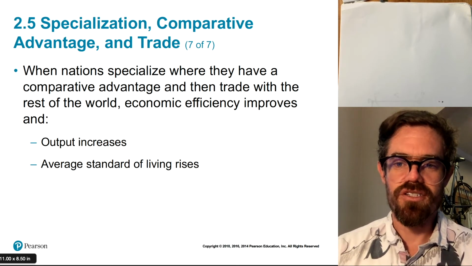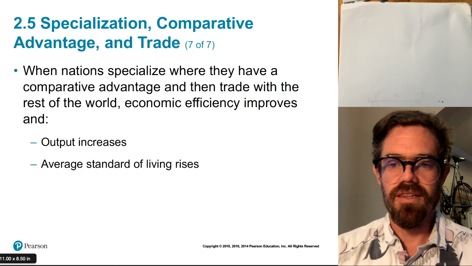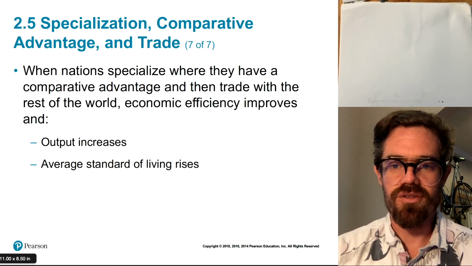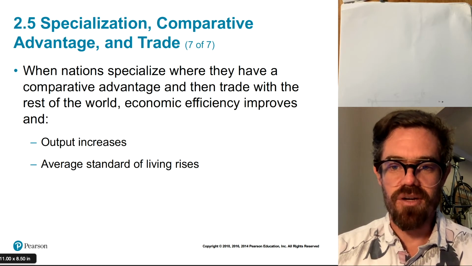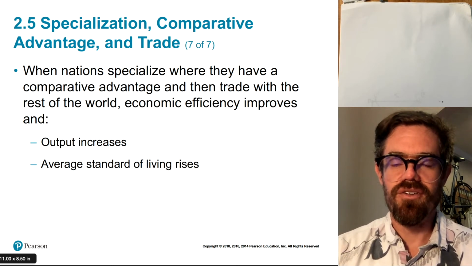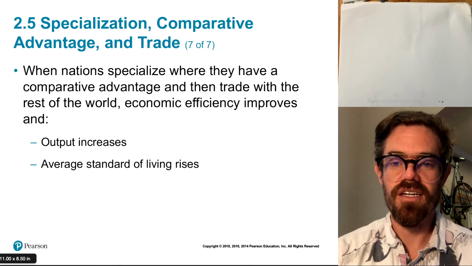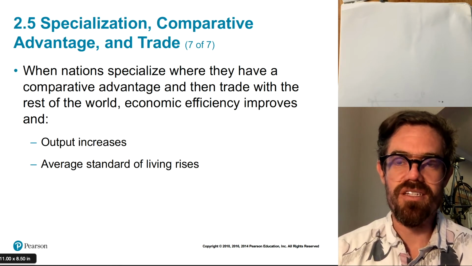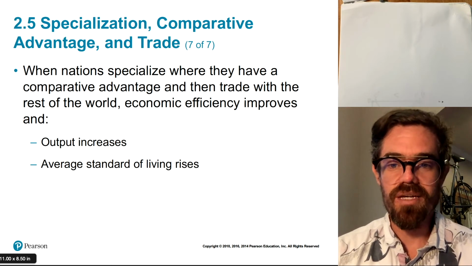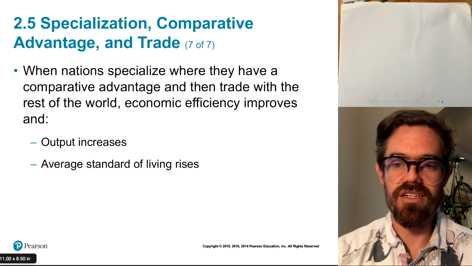Like I said, when nations specialize, they do so because they have a comparative advantage. They specialize in what they're good at, what they have the lowest opportunity cost in, and then they trade with the rest of the world. And like we said earlier, when people or nations specialize, in either case, it leads to higher productivity, which is basically an improvement in economic efficiency. So output goes up, our PPC shifts out, our global PPC shifts out, and this allows people's average standards of living to go up.